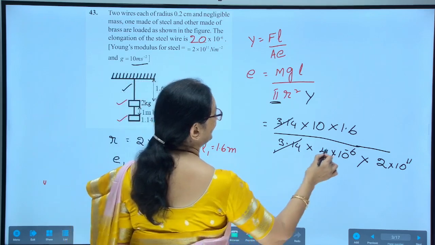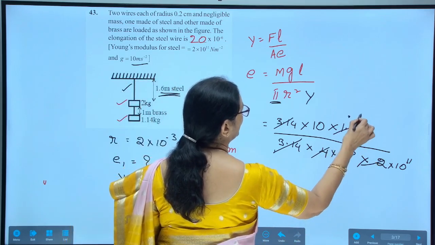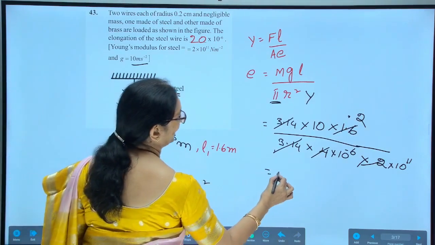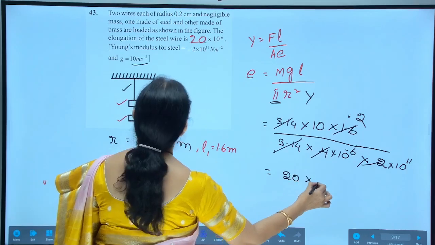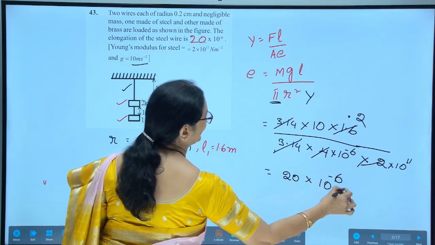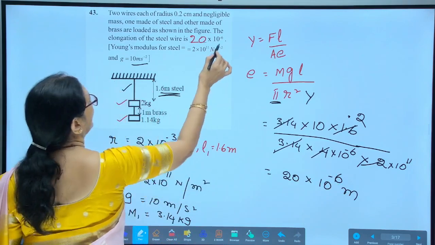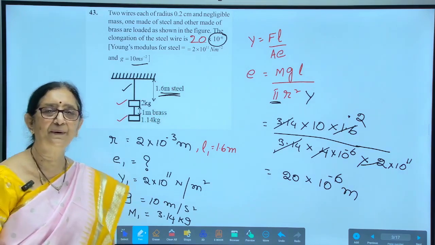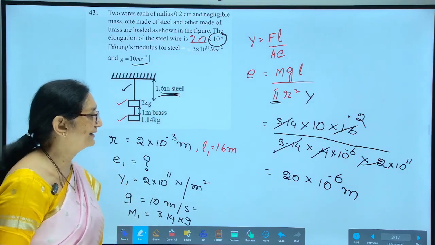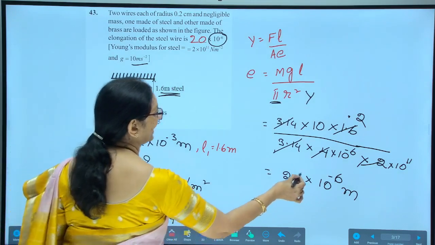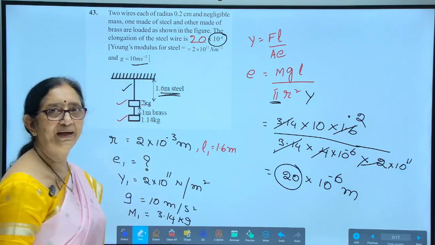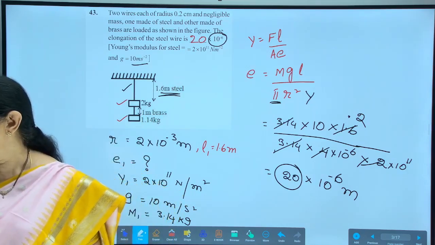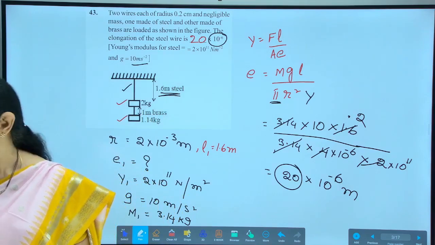3.14 gets cancelled. On simplification, you will be getting it as 20 into 10 to the power of minus 6 meters. Here, as you are supposed to express it in terms of 10 to the power of minus 6, the numerical value asked will be 20. Okay, so that is the answer. Let us move on to the next problem.